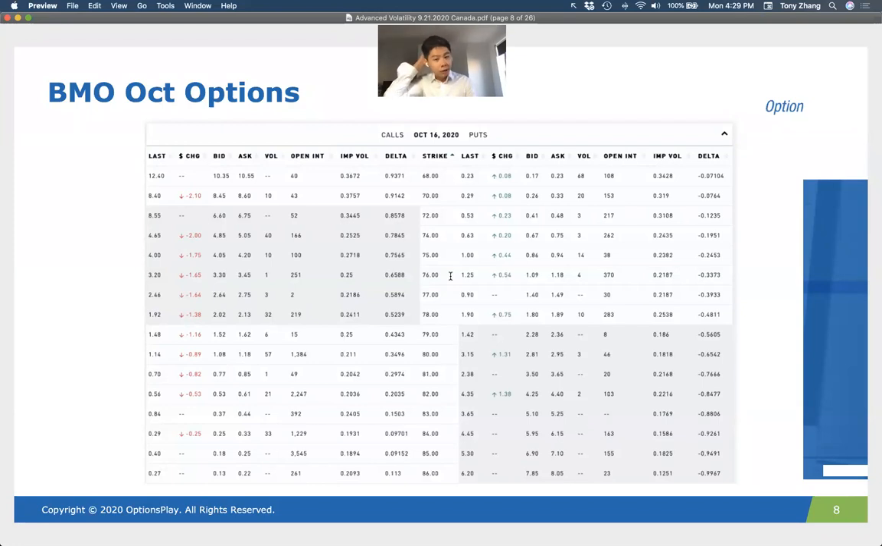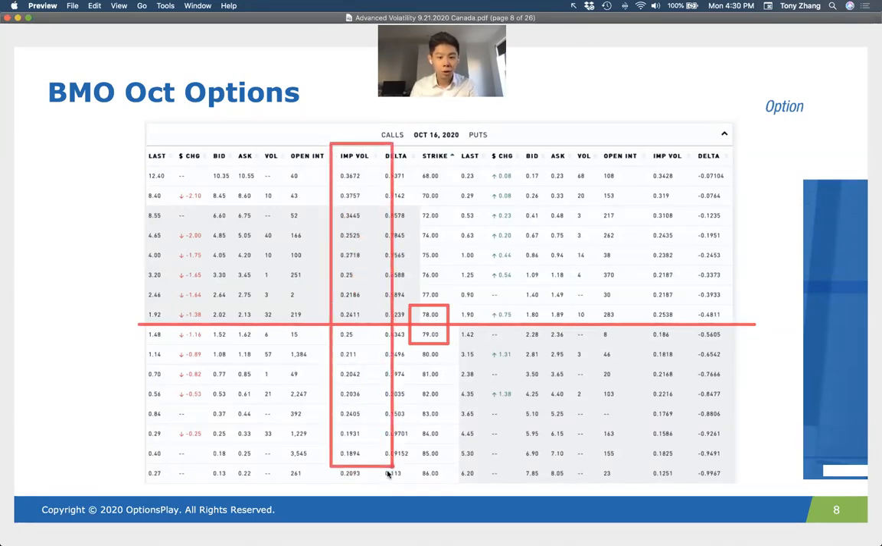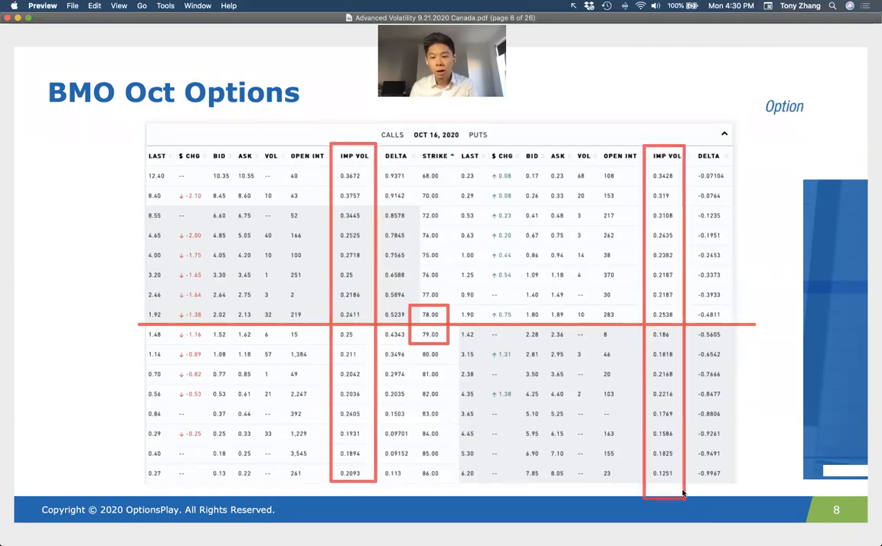So here I have an option chain for BMO. This is the October options chain. Now, as you can see here, BMO is somewhere between $78 and $79 as marked by the line on the option chain that tells us where the current price is. And what you have are two columns. You have implied volatility for calls on the left-hand side, and you have implied volatility for puts on the right-hand side.